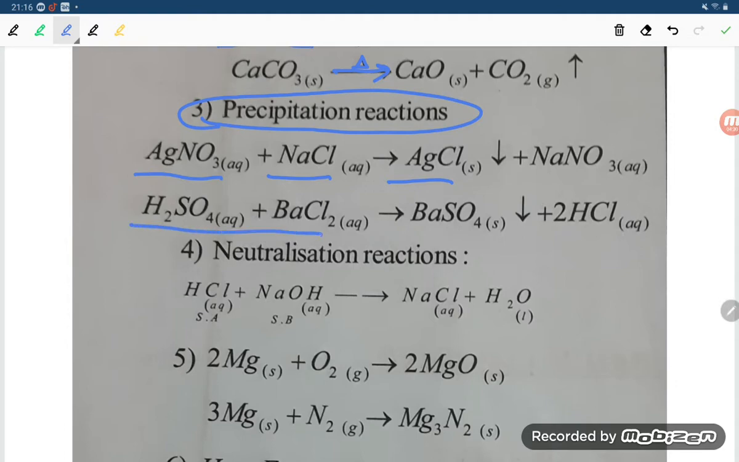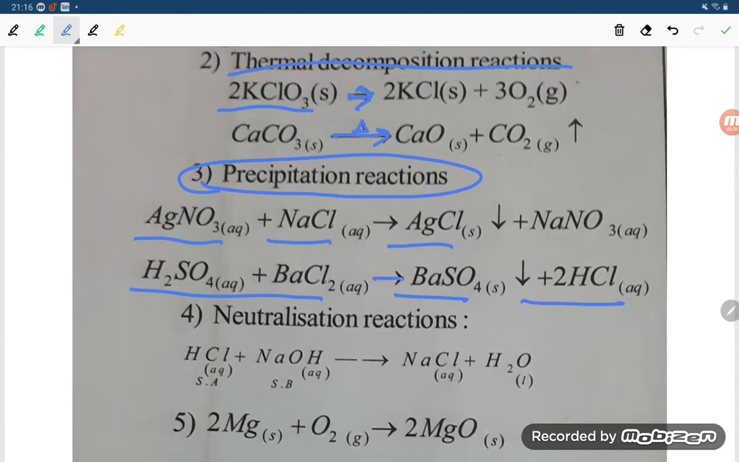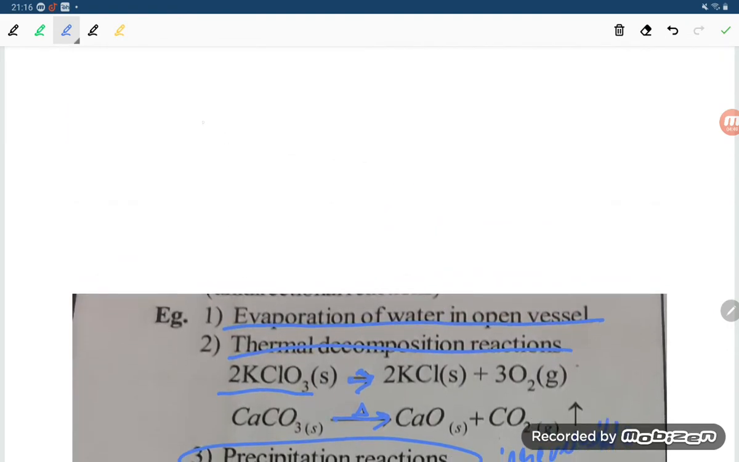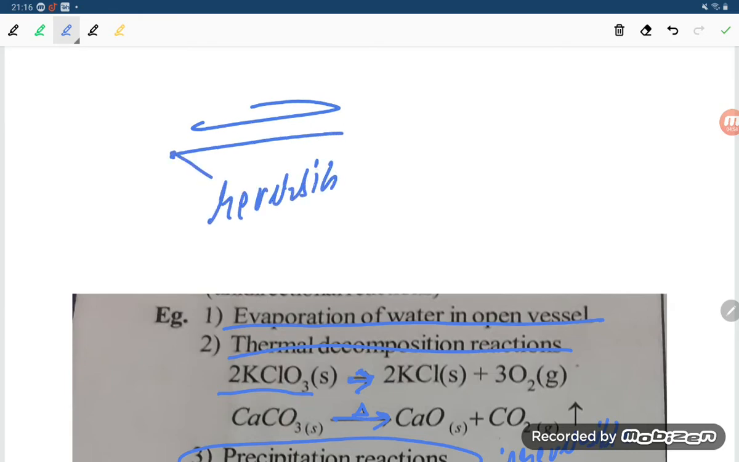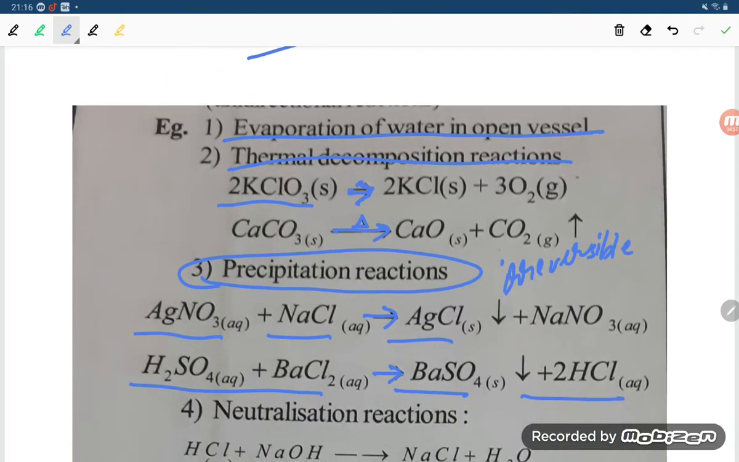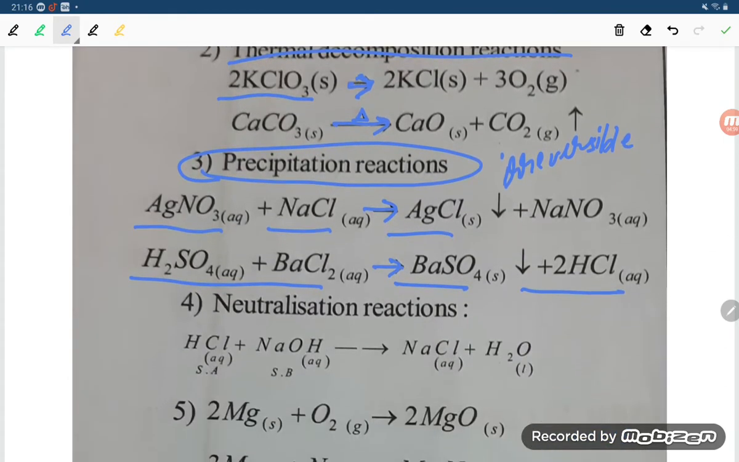Similarly, H2SO4 and barium chloride form BaSO4 plus 2HCl. All these reactions proceed to one side, so they are all irreversible. If the reaction is written with arrows on both sides, it will be reversible. But thermal decomposition and precipitation reactions are all irreversible. Neutralization reactions are also irreversible reactions.